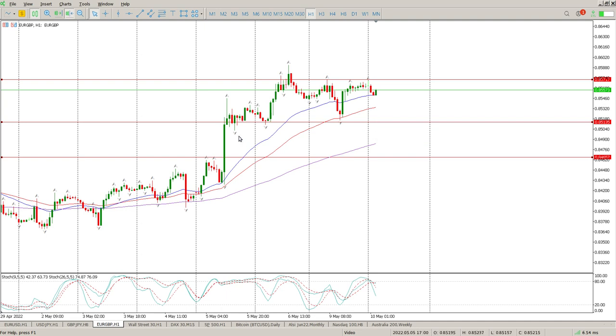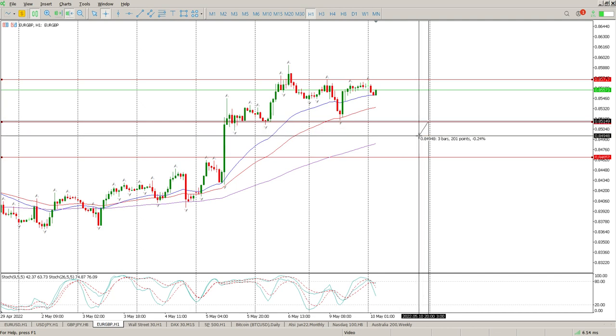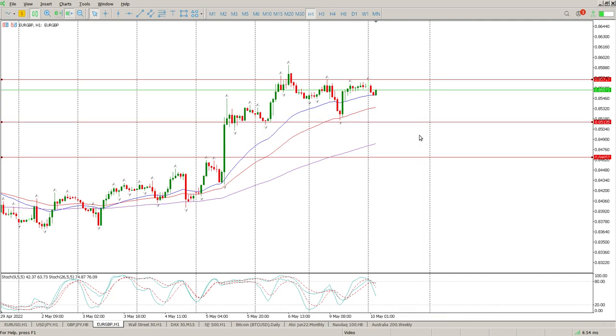If we get back down to this area, that's just going to validate the range, and I'd be looking for a long off here. The stop below, just a couple of points below the swing low here. So that's a fairly decent, it's a 200-point stop loss.